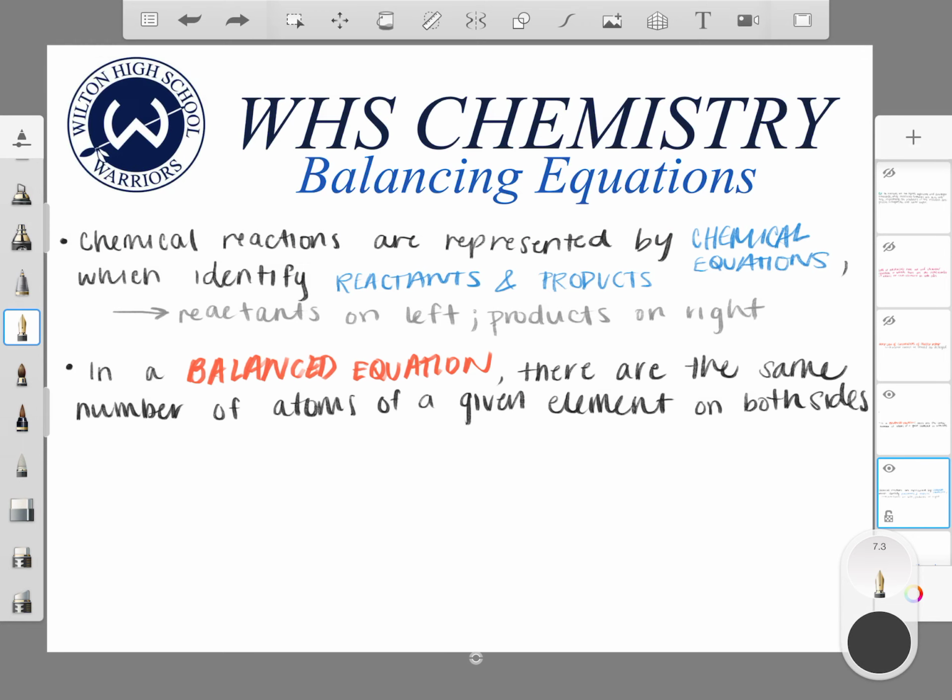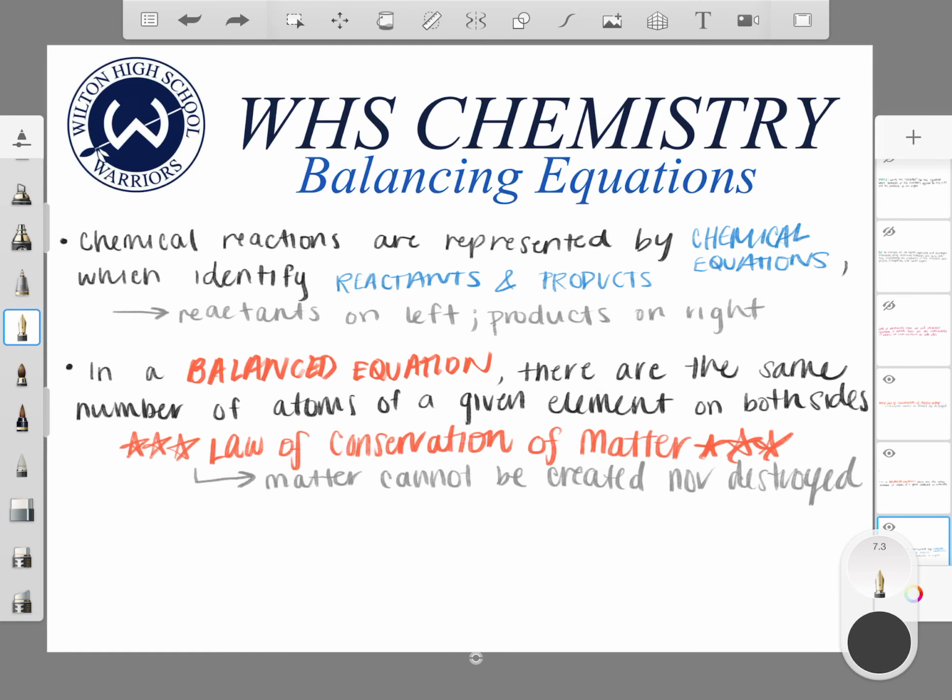Second thing is that in a balanced equation, there are the same number of atoms of a given element on both sides. This is due to the law of conservation of matter, which essentially says matter cannot be created nor destroyed. So that should make sense. If we're not creating new atoms and we're not destroying any, the number of atoms on both sides of our arrow or our reaction should be the same. And if they're not, then we call the equation an unbalanced equation.